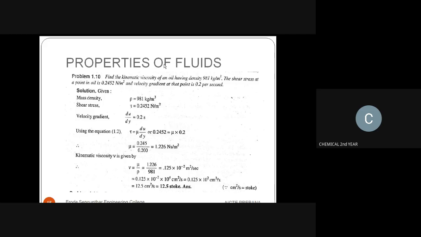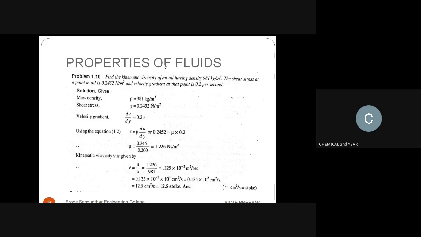So that is 1.226 divided by 981. So that is given as the mass density of the oil. Right. So 981 kg per meter cube. So if you simplify, you will be getting 0.125 into 10 to the power of minus 2 meters squared per second.